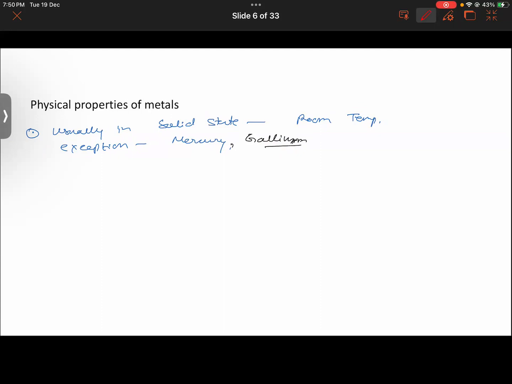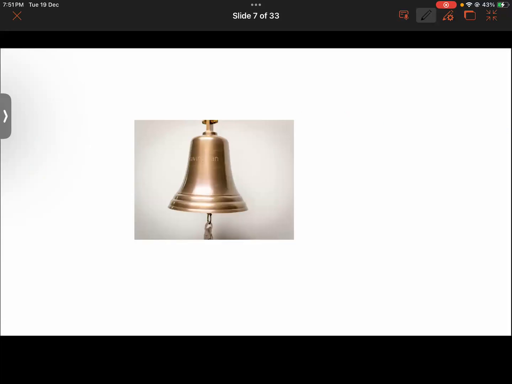Second thing, you guys told me that metals are malleable. They can be hammered into thin sheets. Exactly. Okay. Or also, what does this image tell you about the metals?